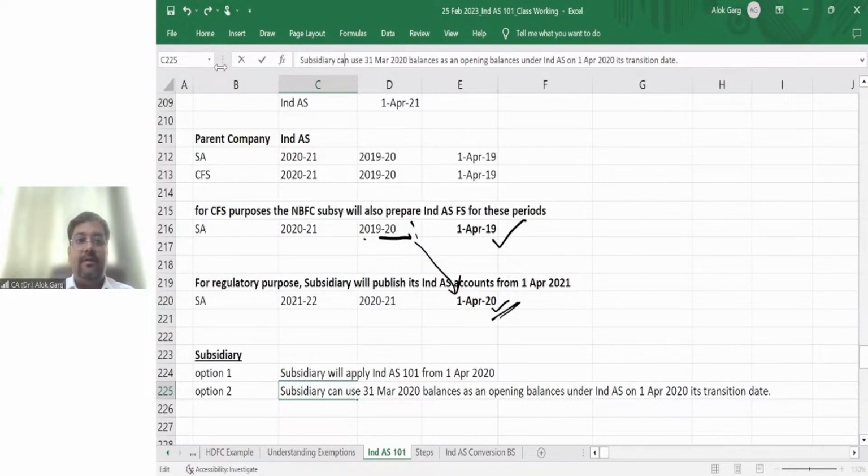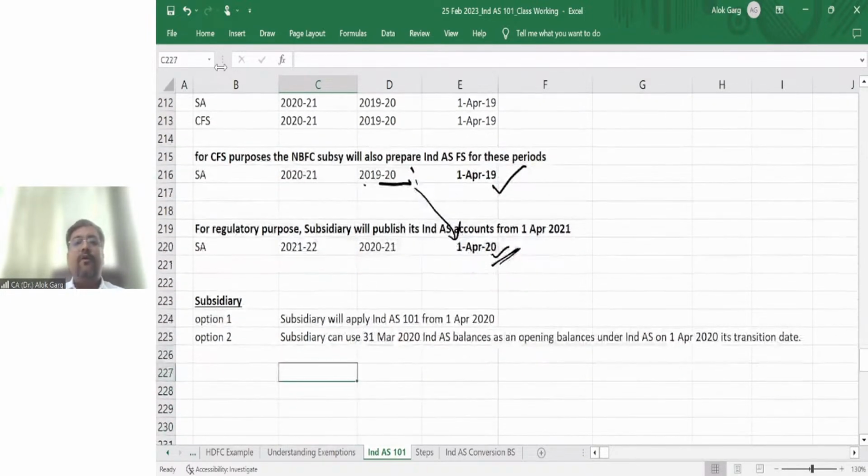Right? The subsidiary can use the 31st March 2020 Ind AS balances. According to you, what is the appropriate thing? Doing this exercise again on 1st April 20, or just taking the 31st March 20 balances as opening balances under Ind AS on the transition date? What is the right thing? According to you, what is the right thing?